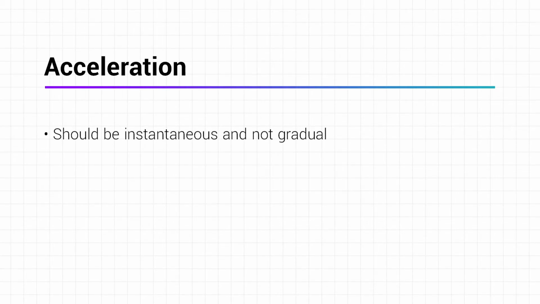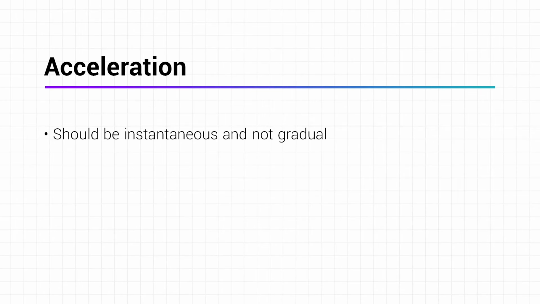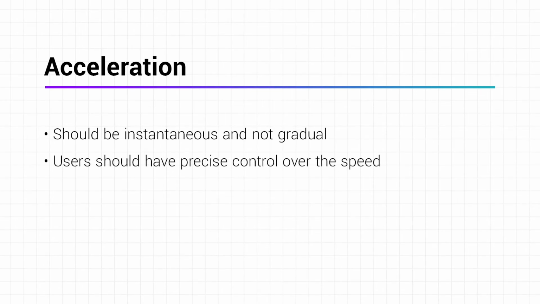Another point would be acceleration. Acceleration of the user should be instantaneous and not gradual. This is because human movement works that way. You decide to take a step forward and immediately move at that speed. Your brain doesn't gradually accelerate your legs until you begin moving forward, so any movement you have in VR should match human movement as much as possible. Speed can be variable based on user input, but the user should have precise control over the speed.